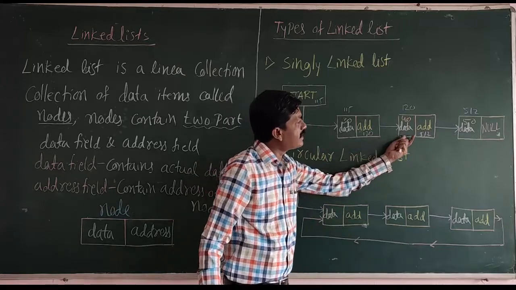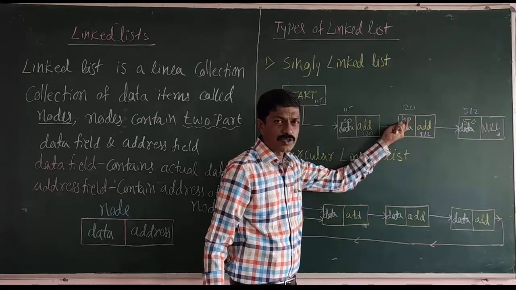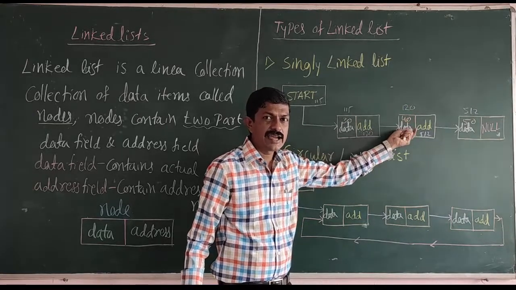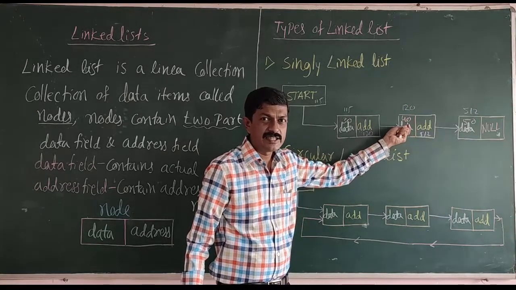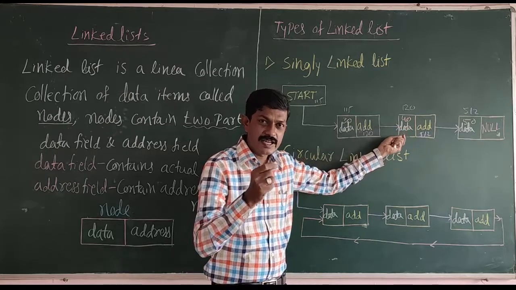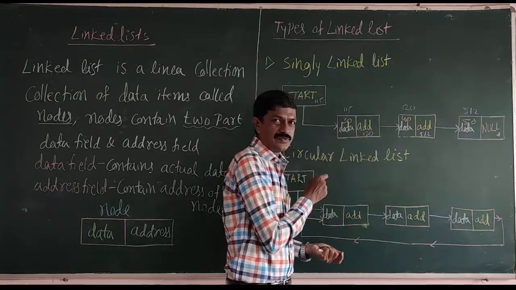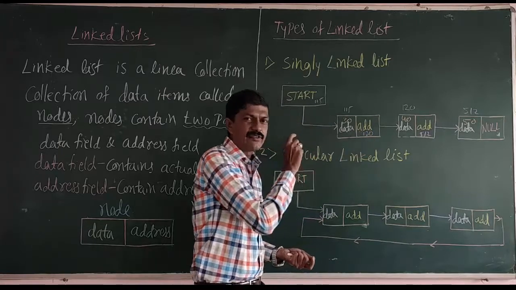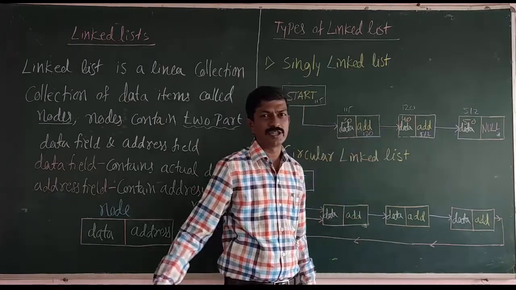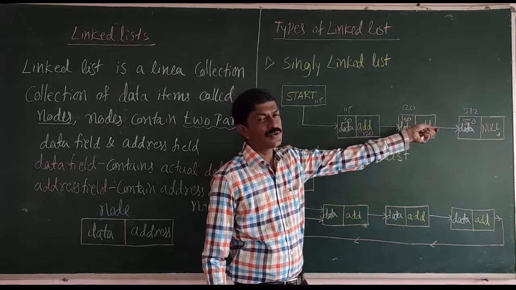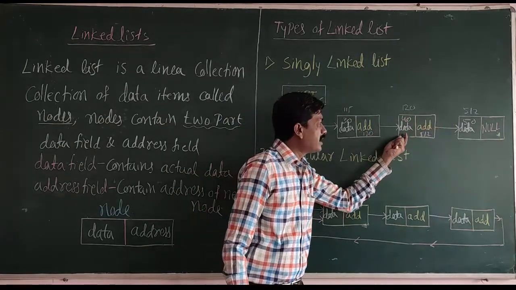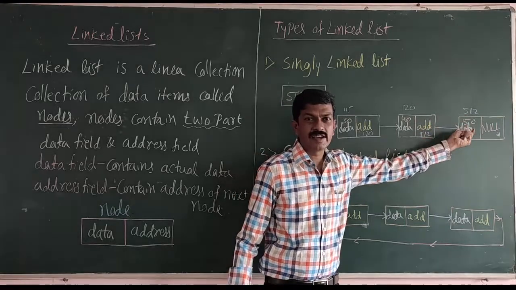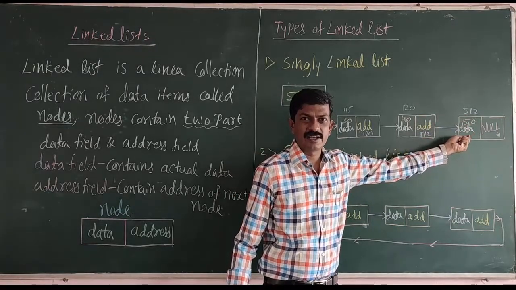Suppose I stored a data item 40 in memory location 120. Then how is this data item going to be accessed? It is accessed sequentially with the help of this address field. If I access location 120, which holds the data item 40, and after that 40 I want to access 50, that is only possible with the help of this address field. This address field contains the address of the next node.